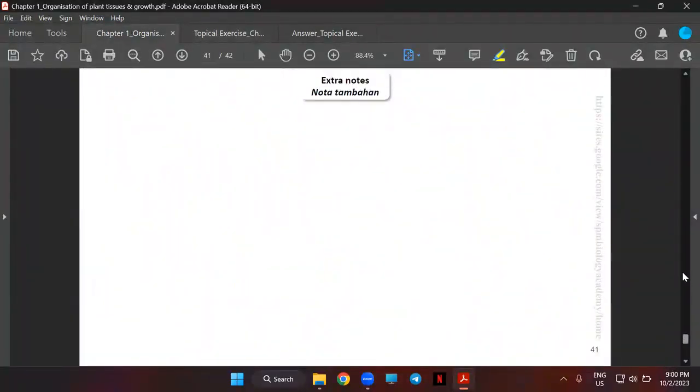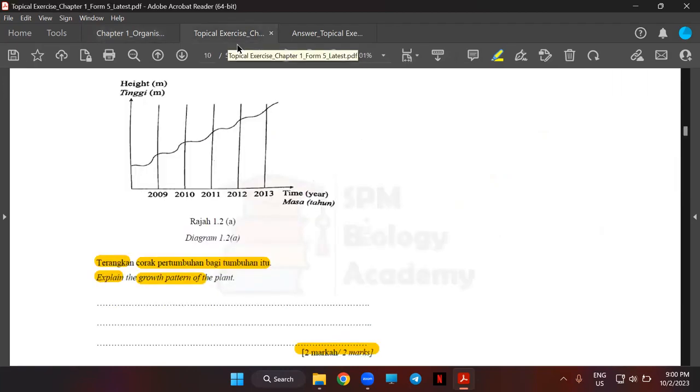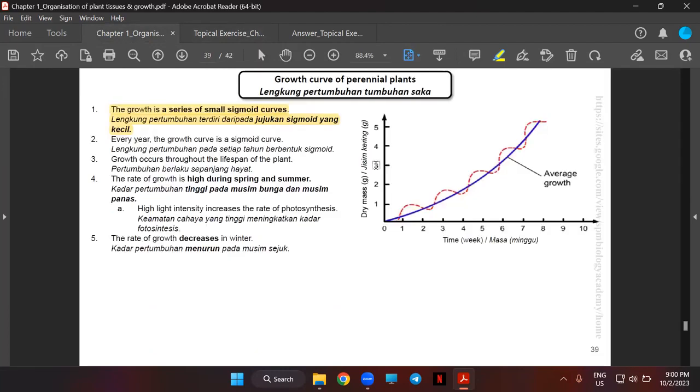Let me open that part. Okay, over here. The growth is a series of small sigmoid curves. Markah pertama. Lengkung pertumbuhan terdiri daripada jujukan sigmoid yang kecil. Dapat markah yang pertama. This is your first mark. You tulis growth pattern, corak pertumbuhan, iaitu apa dia? A series of small sigmoid curves, jujukan sigmoid yang kecil.